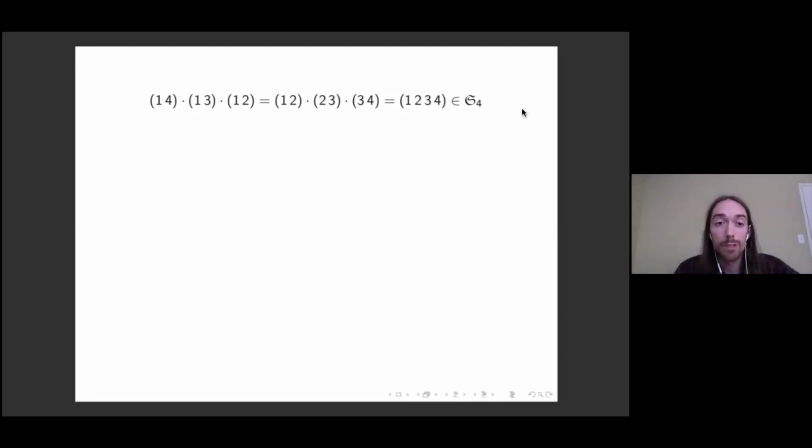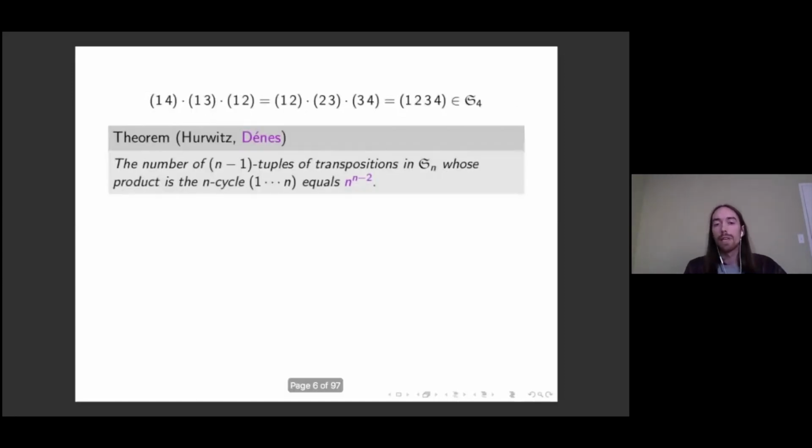And there are multiple ways to do this. I could also do (1 2) times (1 3) times (1 4) over there. And one question you could ask is, how many ways are there to do that? And here's an answer, a theorem that comes from the work of Dénes, also comes from the work of Hurwitz. So the number of n-1 tuples of transpositions in the symmetric group whose product is this standard n cycle, 1 maps to 2, maps to 3, up to n and back to 1, equals n^(n-2).